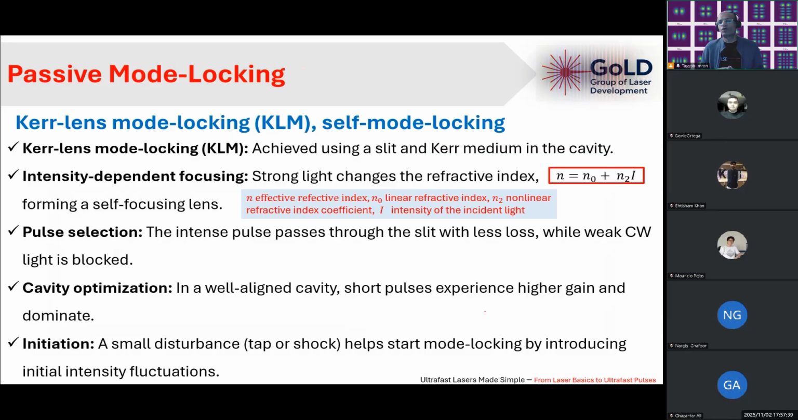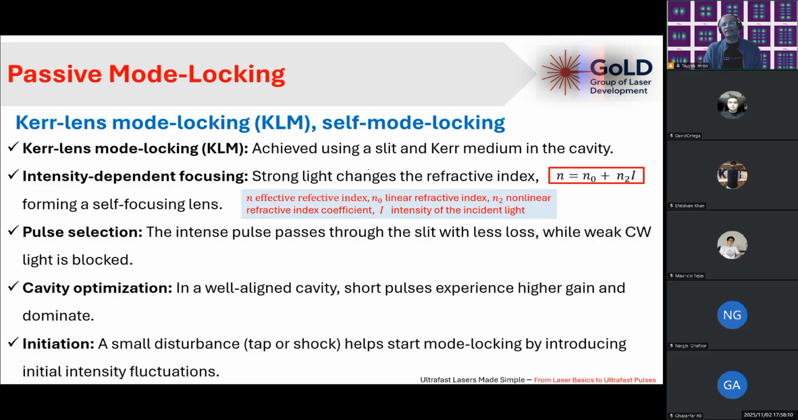This mode locking concept is much more practical, and for this kind you don't need any external device in the cavity, but it's hard to understand this concept. In short, it's called KLM, Kerr-lens mode locking.